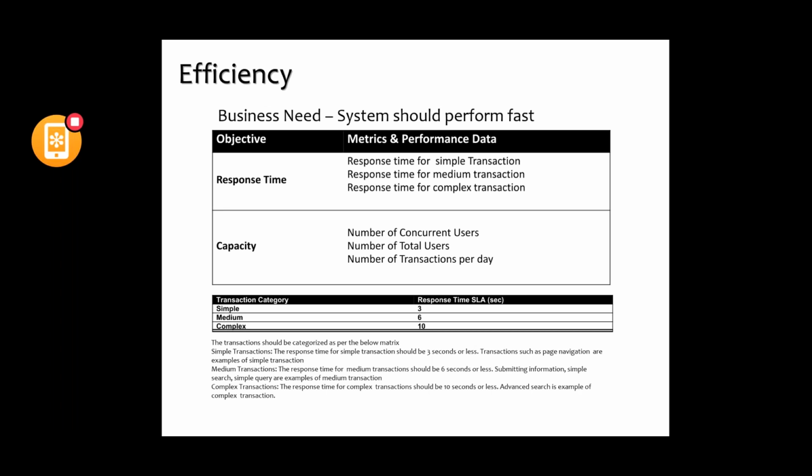How many people can use the system in parallel? The number of concurrent users, the number of total users in a day, or in a particular period, or during the working time in a day, and the number of transactions supported per day. How many transactions can the system support per day? That way, efficiency has a different perspective.